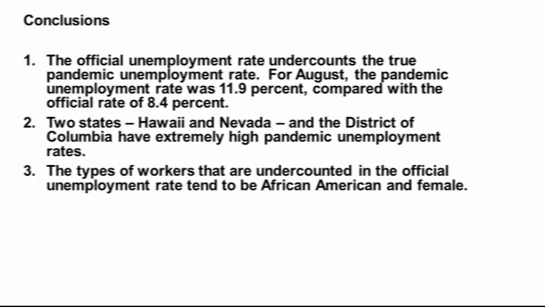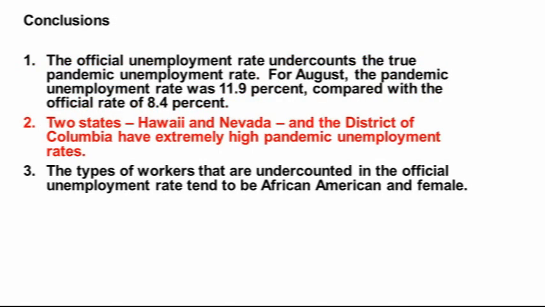There are three main conclusions based on these tables. The first one is that the official unemployment rate undercounts the true pandemic unemployment rate, and the difference is quite large. For August, the pandemic unemployment rate was 11.9%. The official rate is 8.4%, so it's a 3.5 percentage point difference.